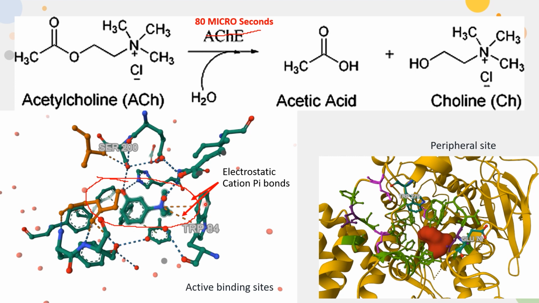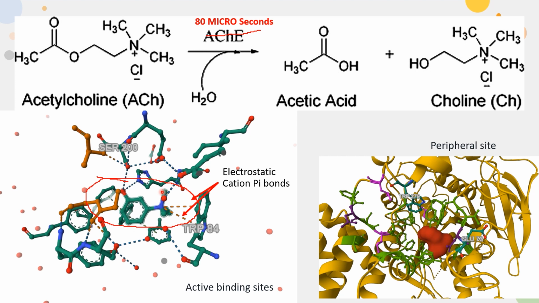On the other hand, we have the tryptophan amino acid that would electrostatically interact with the ammonium ion of acetylcholine from its ring, known as the anionic site of acetylcholinesterase. The two sites I mentioned are the binding sites of acetylcholinesterase.